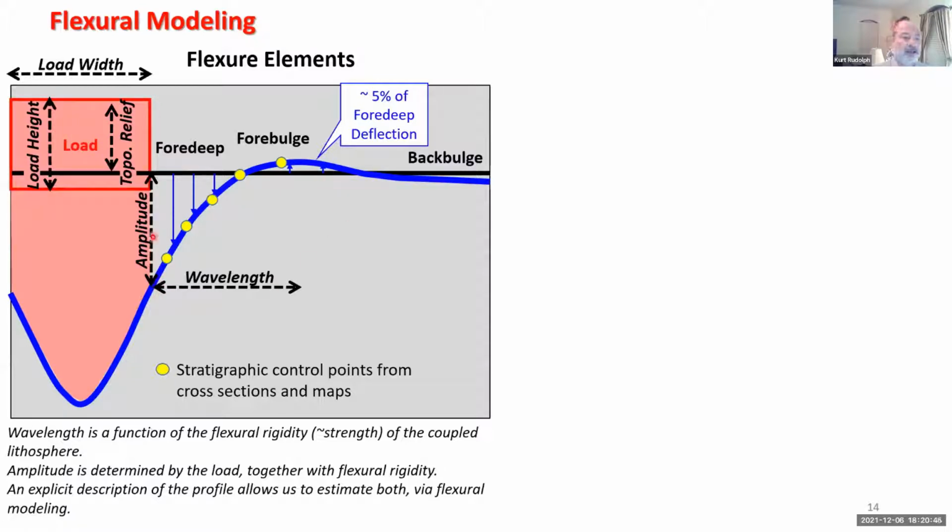And then the amplitude, how far it deflects, is determined by how large the load is, but it's also affected by the strength of the lithosphere, because how far distributed that is going to be depends on the strength of the crust. And then we have this forebulge, which is a very small deflection and hard to see, but it's usually about 5% of the foredeep.